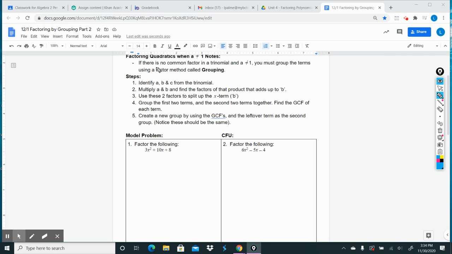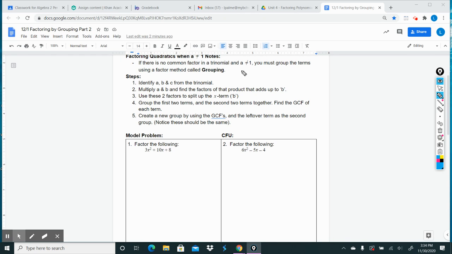Okay, today we are factoring by grouping part 2. This is when you're dealing with a trinomial or quadratic where a is not equal to 1 and there is no greatest common factor that we can find. If there is no common factor in a trinomial and a is not equal to 1, you must group the terms using a factoring method called grouping.